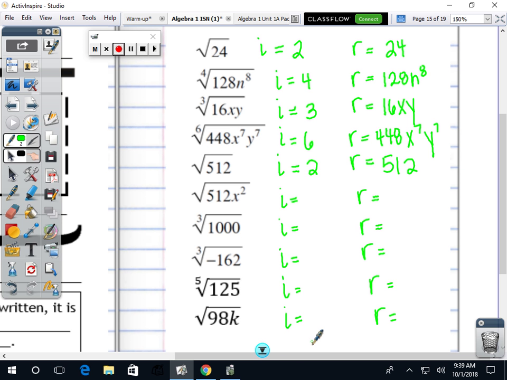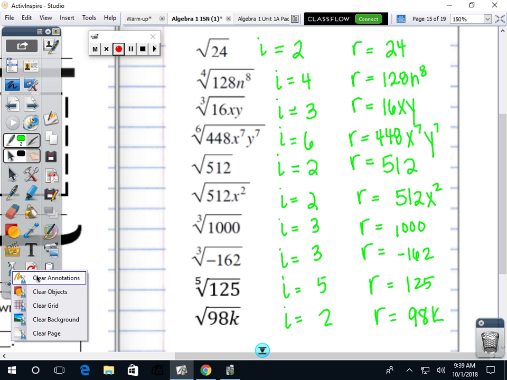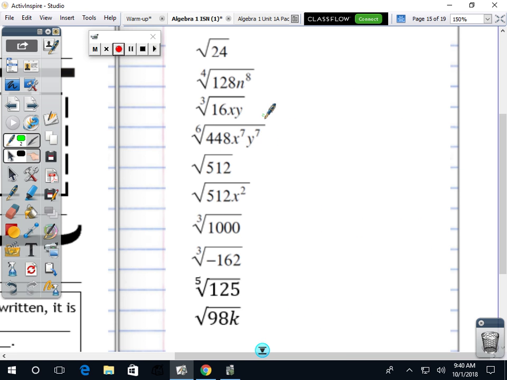Okay, y'all finished doing those? For the first index, you should have put 2, then 3, then 3, 5, and 2. And then for the radicands, 512x squared, 1,000, negative 162, 125, and 98k. Okay, so everybody now understands the parts of a radical. Okay, now let's talk about simplifying radicals on the page to the right.